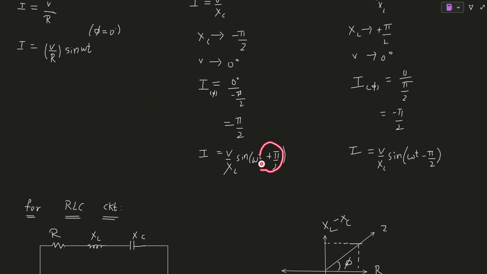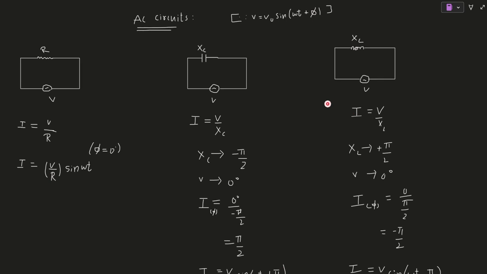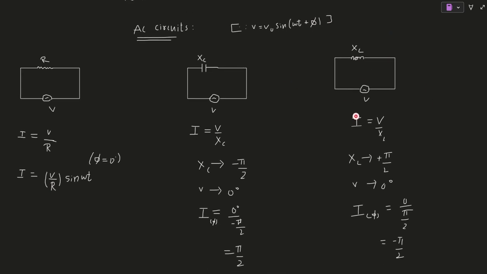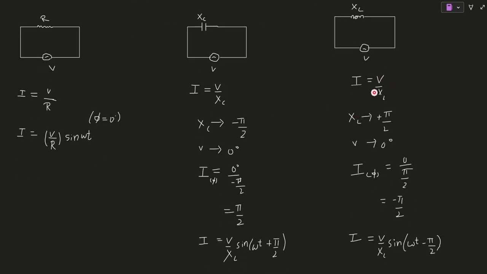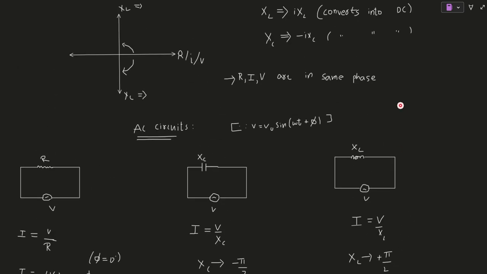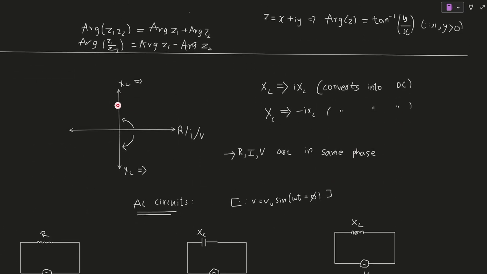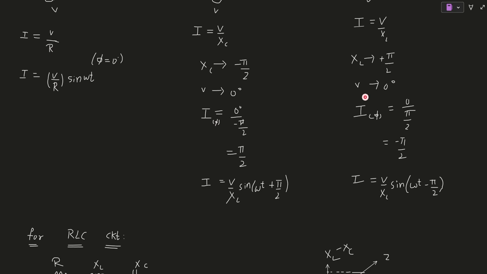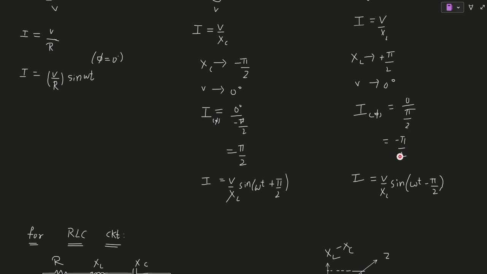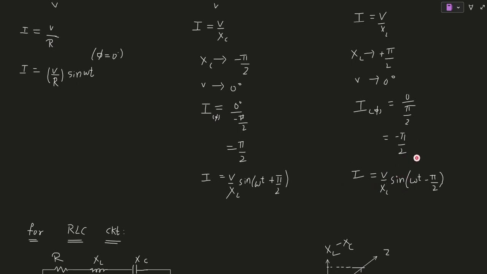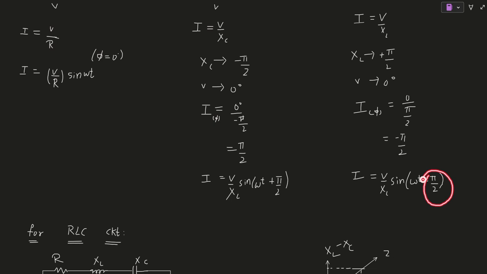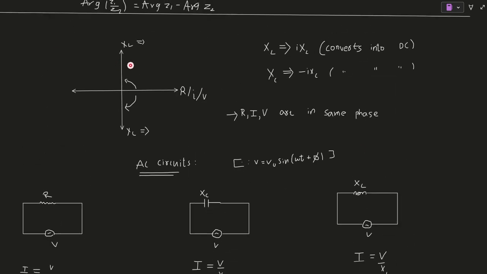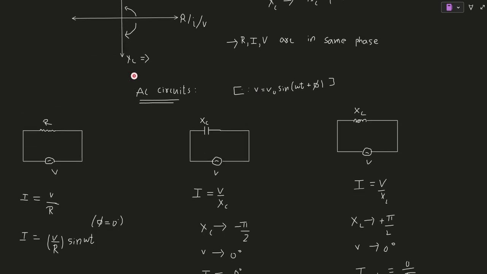So why? Because we got here positive 90 degrees. For an inductive circuit, I equals V upon XL. So XL leads current by pi by 2. So the voltage phase angle is 0, and the phase angle of current is 0 by pi by 2. From this we get minus pi by 2. So I equals V by XL sine omega t minus pi by 2. So from minus pi by 2 we can analyze that current lags the voltage by pi by 2 degrees.